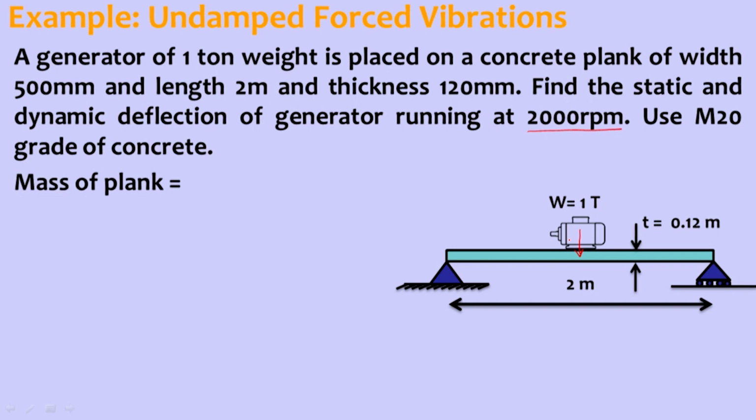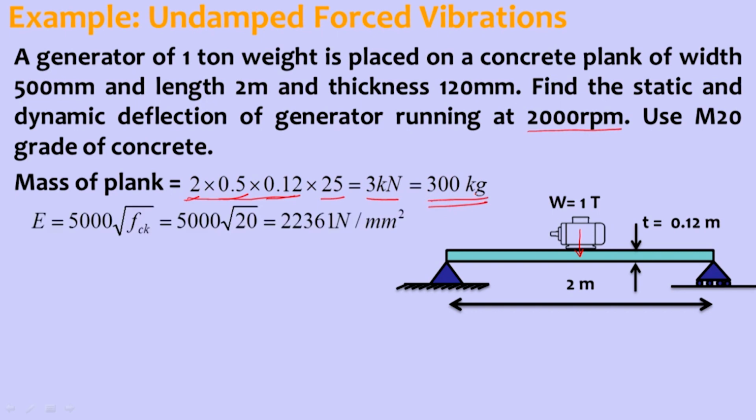First, let us find out the mass of the plank. So, mass of the plank is 2 meters length multiplied by 0.5 meter width multiplied by 120 mm thickness. All these three things give the volume, and then this is the weight density of concrete. So, we get 3 kilonewton. If we convert that into kg, we get 300 kg as the mass of the system.